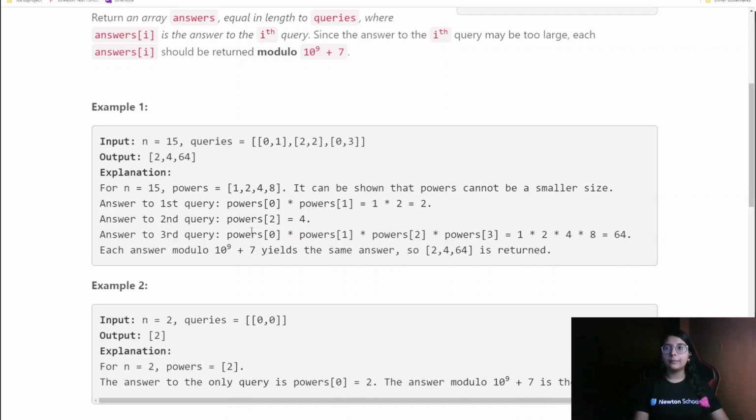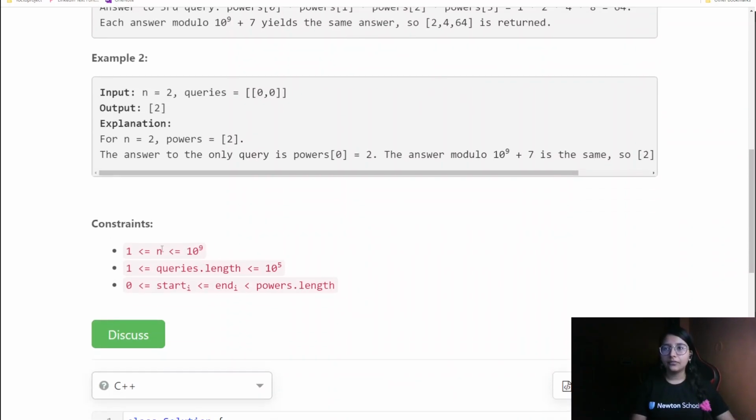Now it is the first example. But before the example, let us check the constraints. The constraints are such that n could be up to 10 raised to 9. Because of that, it will fit in a 32-bit integer, so the powers array which we will be making could go up to that 32-bit range.